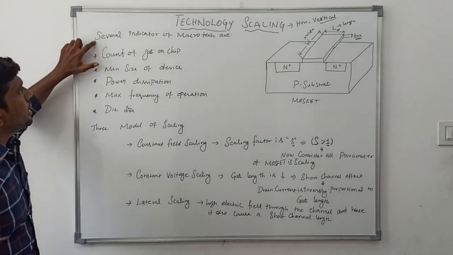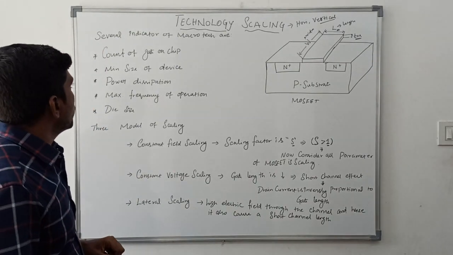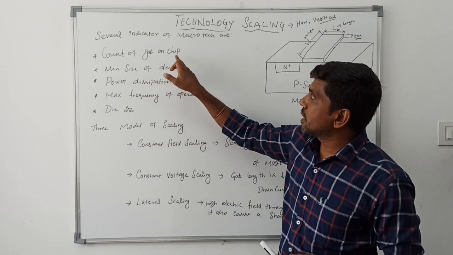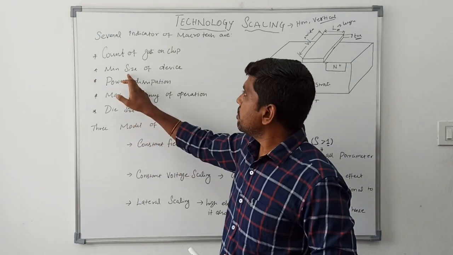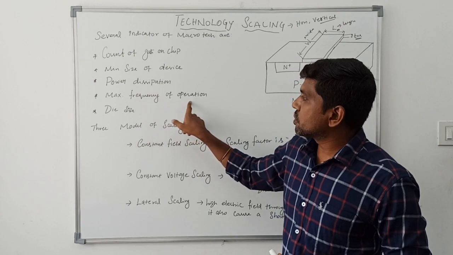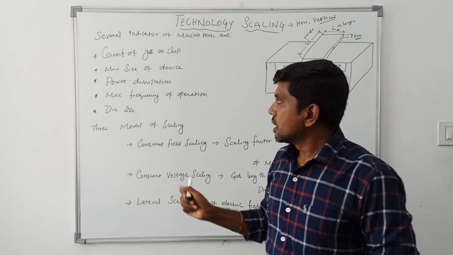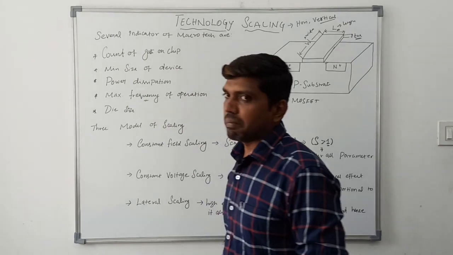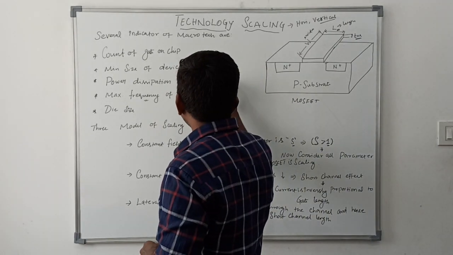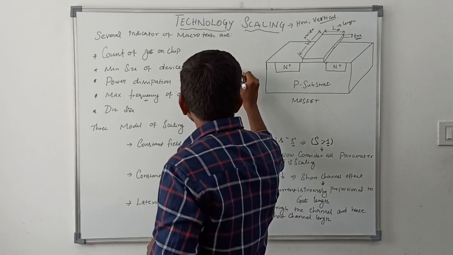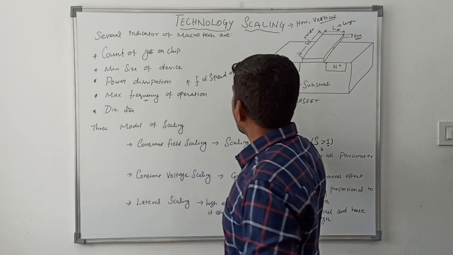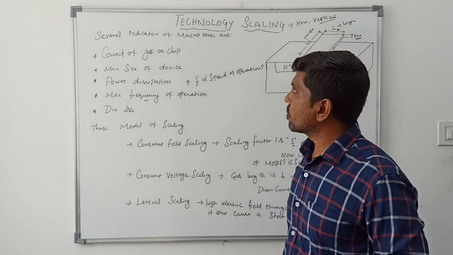Then come to several indicators of macro technology, or count of gates on chip. The number of gates utilized in the on-chip design, then minimum size of device, power consumption, maximum frequency of operation, and die size. Here frequency plays the major role in VLSI design. Frequency is proportional to speed of operation. So if frequency is increased, automatically the speed of operation increases.